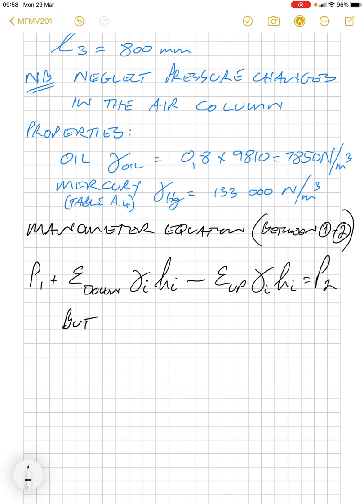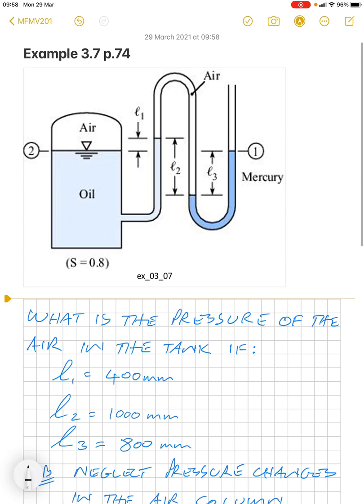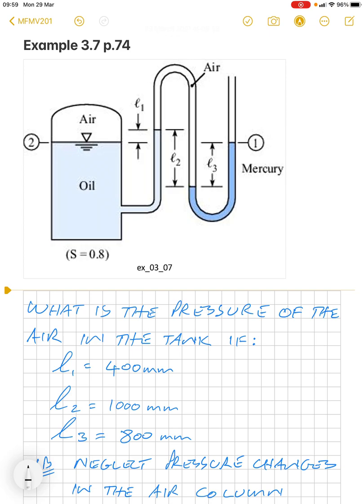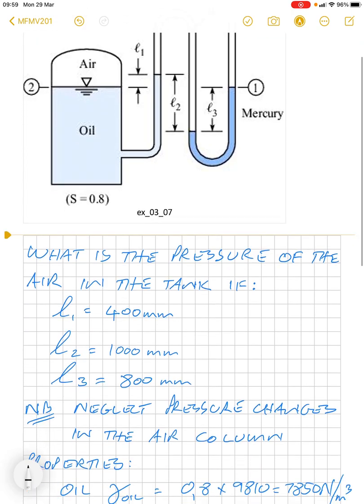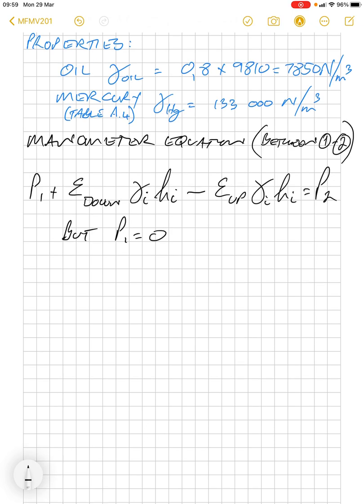But we also know that P1 is equal to 0. P1, so that's at the point number 1 above the mercury, because that is open to atmosphere, and we're using that atmospheric pressure as a reference. So we're working in relative pressure here, we're not working in absolute pressure. It's relative pressure. So if we assume that is 0, that is our reference point.